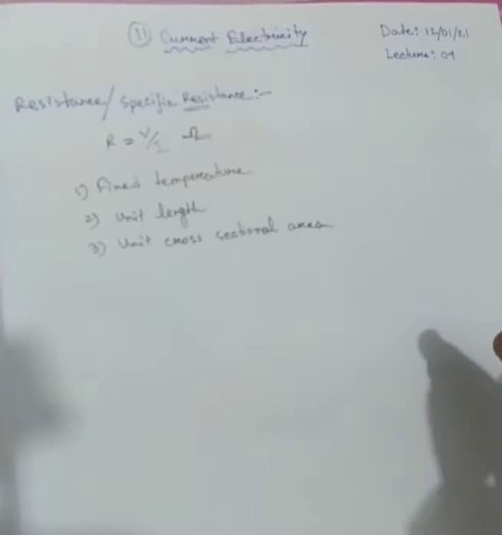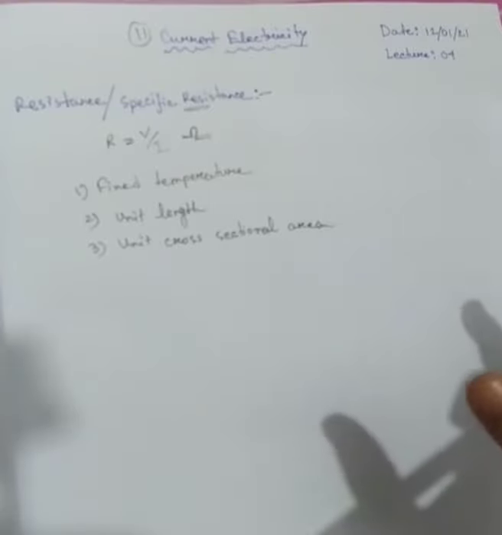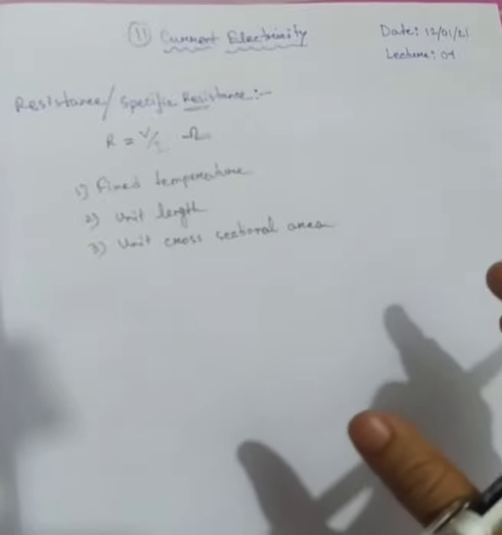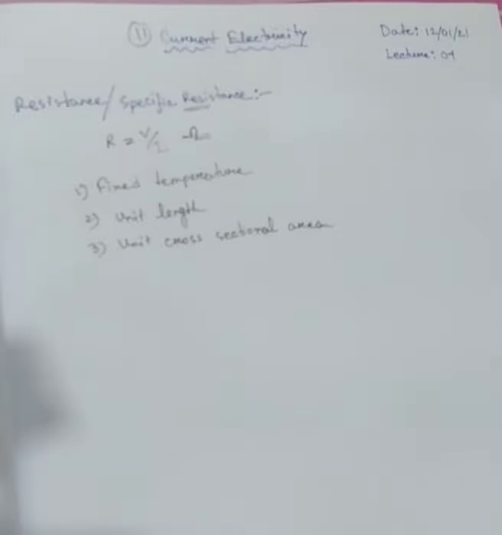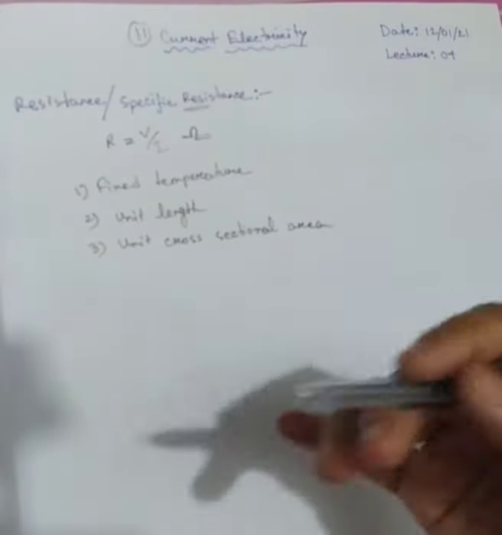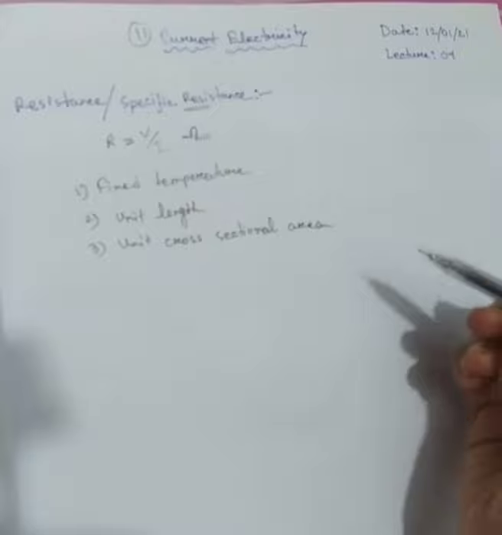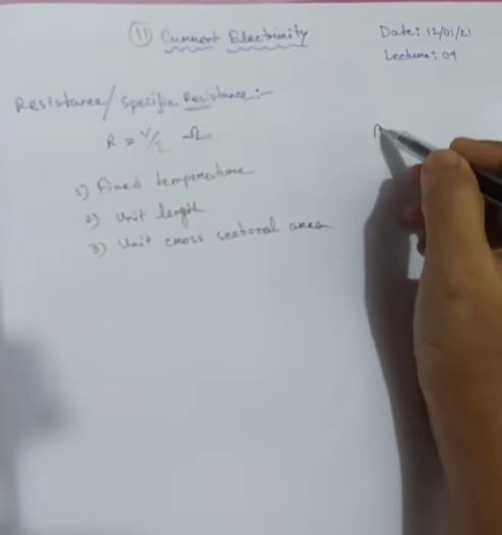So I think you can differentiate the points over here between resistance and specific resistance. In the last class we had some equations for the factors on which resistance depends. I think you can recall those equations.